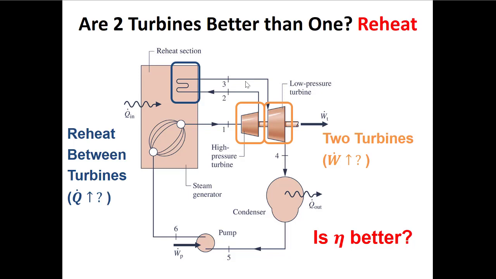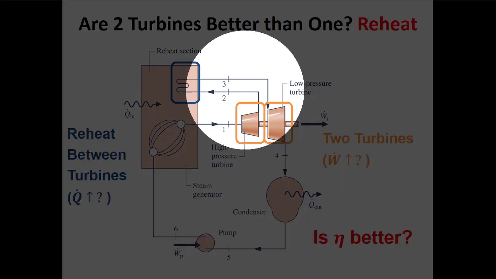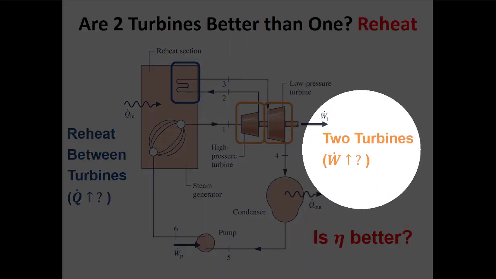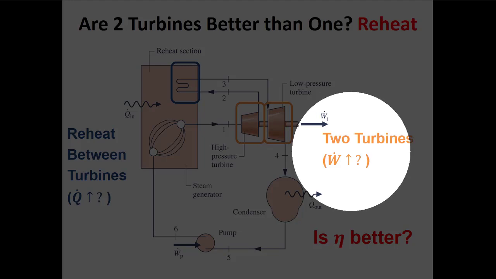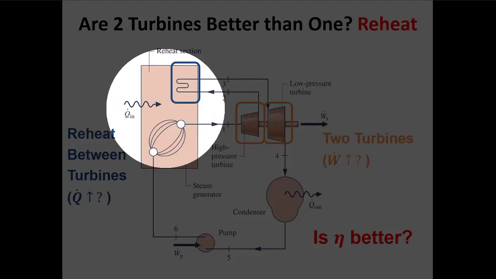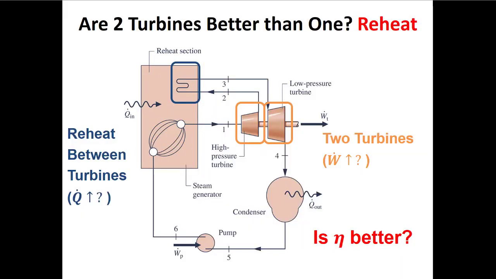I made the argument last class that doing this improves our thermal efficiency, that basically, even though we're increasing our turbine power, so we're increasing our net power here because the pump power stays the same, and we're getting more power out of the turbines, we're also increasing the heat that goes in, right? So I made the argument last class that when we do this, what happens is we're increasing the net power faster than we're increasing the heat in.